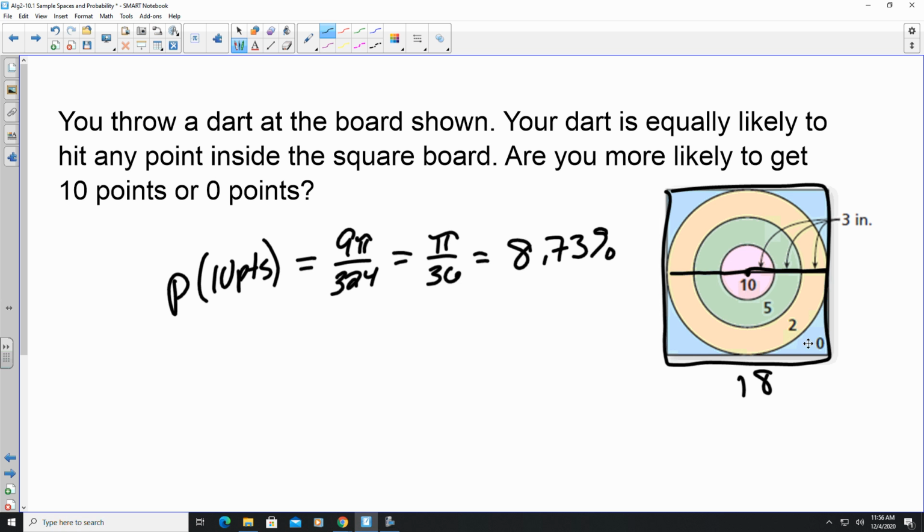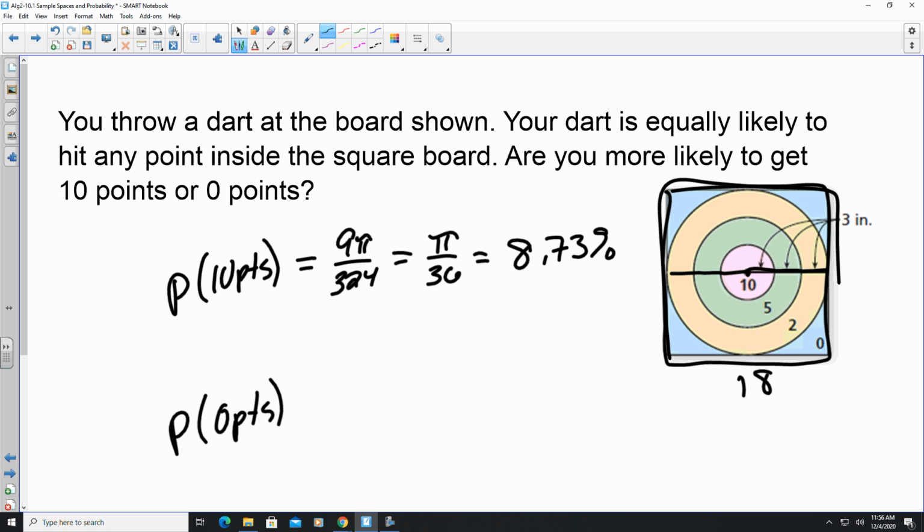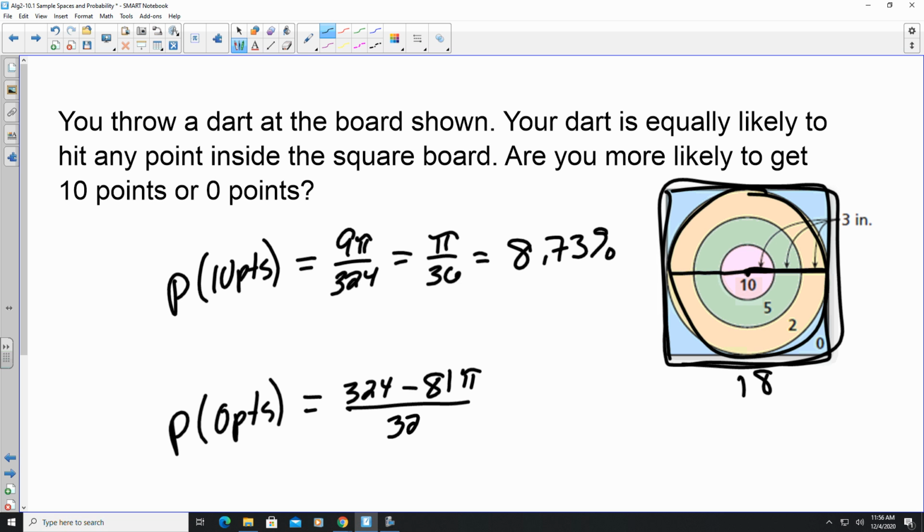Now to figure out the probability of getting 0 points, along the edge, essentially what I have to do is take the area of the whole thing and subtract the area of the larger circle. So the top is going to be the area of the entire thing, which is 324, subtracted by the large circle. The radius of that is 9, so 9 squared is 81, so it's subtracted by 81 pi. It's all divided by the entire square, which is 324.